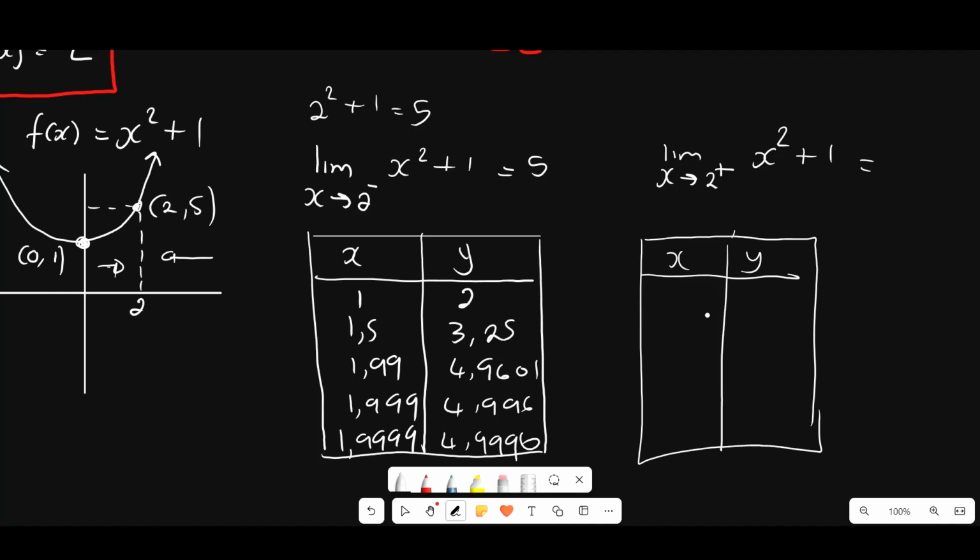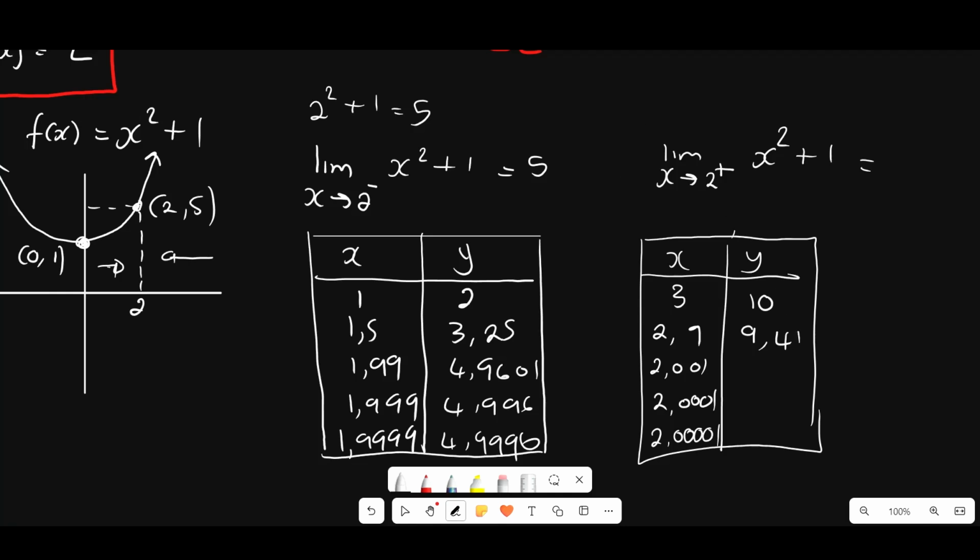we have 3, we have 2.9, we have 2.001, we have 2.0001, then you have 2.00001, right? So when you put 3 there, what do we get? Well, we get 9 plus 1, that is 10. And then when you put 2.9, you should get 9 point something, right? Because that's very close to 2. So let's say 2.9 squared plus 1. Yep, that's 9.41.